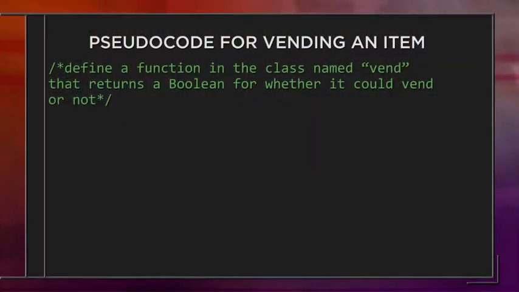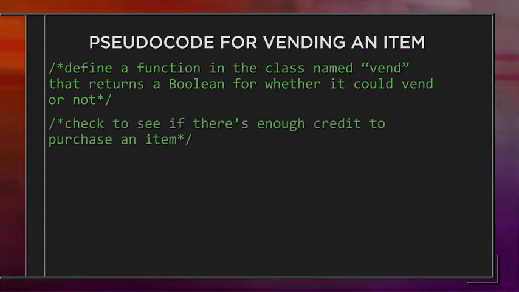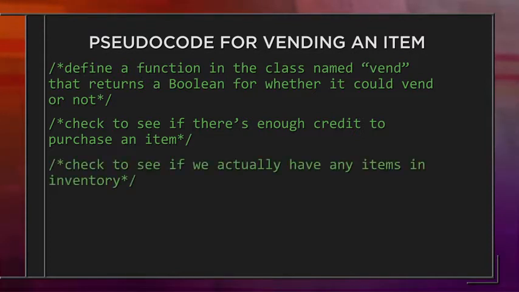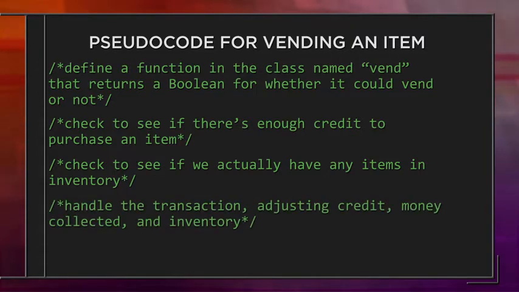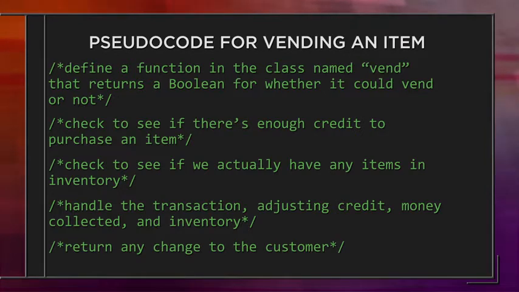Okay, let's look at pseudocode for the steps that this vending machine program will follow. First, define a function in the class named vend that returns a Boolean. Check to see if there's enough credit to purchase an item. Check to see if we actually have any items in inventory. Handle the transaction, adjusting credit, money collected, and inventory. And return any change to the customer. Now, pause and use that to see what you think the code would look like.